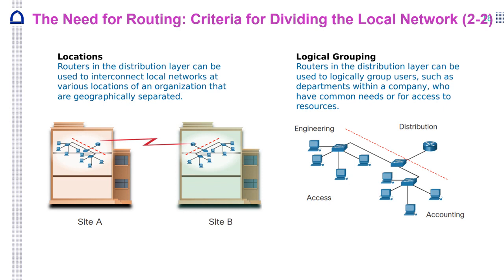Also, location. Routers in the distribution layer can be used to interconnect local networks at various locations. So I have different sites, and I can connect them using a router over the WAN link. Also, you can use it for logical grouping. They can be used to logically group users according to their departments in the company. For example, I can have engineering in one logical group, and accounting, students, staff.